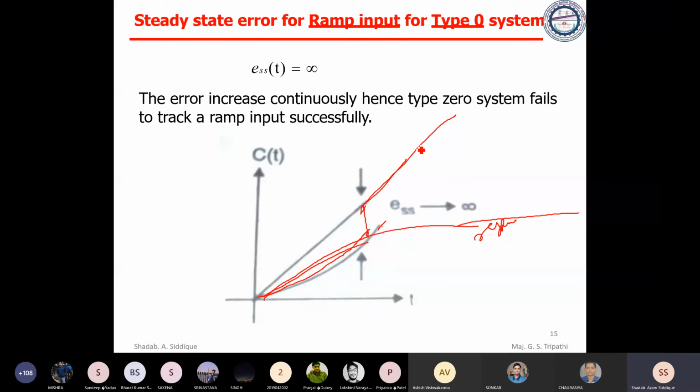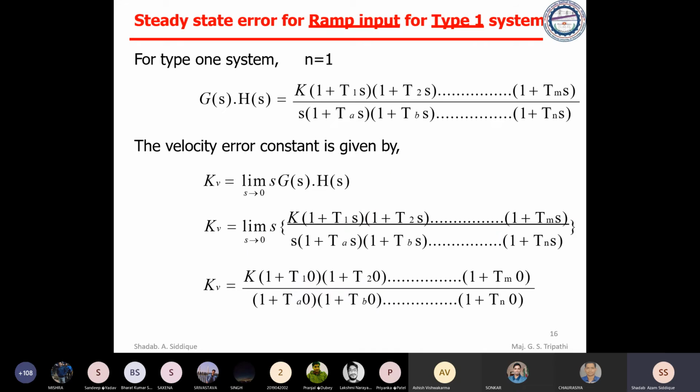Now let us check the steady state error for a ramp input for a type 1 system. So now we have a type 1 system, n equal to 1, which means one pole at the origin, s to the power 1. We have applied a ramp input, so we check Kv only, not Kp, not Ka, because it depends on the input. We check only Kv, which is the limit as s tends to 0 of s G(s) H(s).